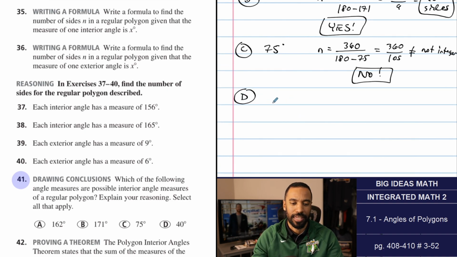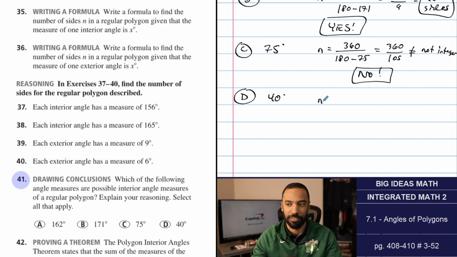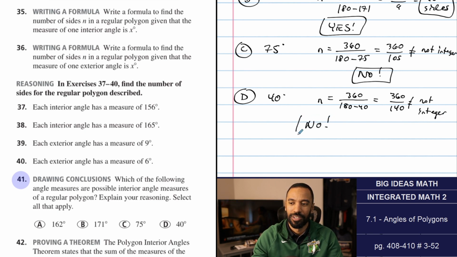Part D, I think the same thing. 40 degrees. The smallest one is 60 degrees for an equilateral triangle. So this is definitely not going to work. 360 over 180 minus 40, 360 over 140 equals, it's not an integer, so no.